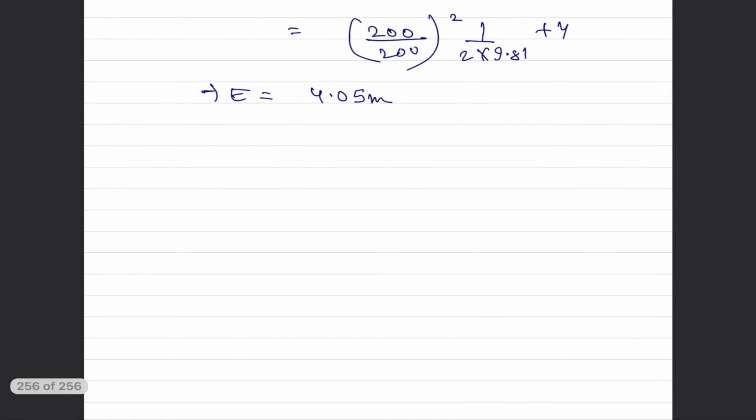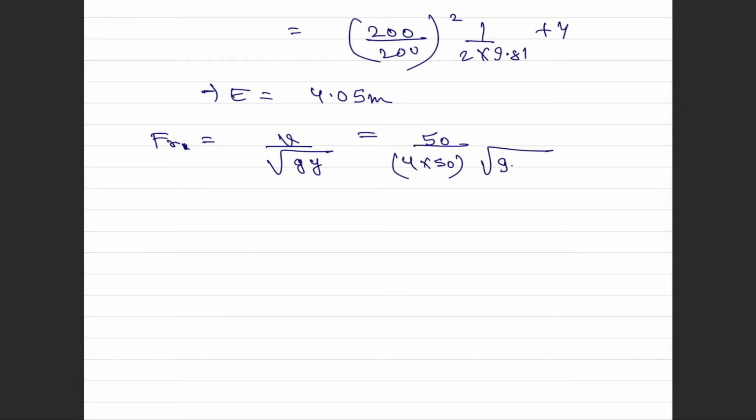Now, if this is clear, let us also calculate Froude number at section 1 to ensure that our flow is indeed subcritical. So velocity is Q by A, which is 200 divided by 4 into 50, equal to 1 meter per second. The Froude number is 1 divided by the square root of 9.81 into 4, which comes out to be 0.25. And this of course is less than 1. So that establishes that upstream our flow is subcritical.